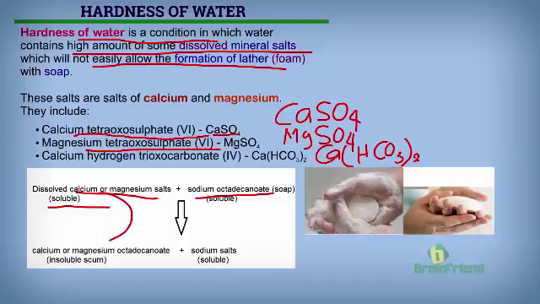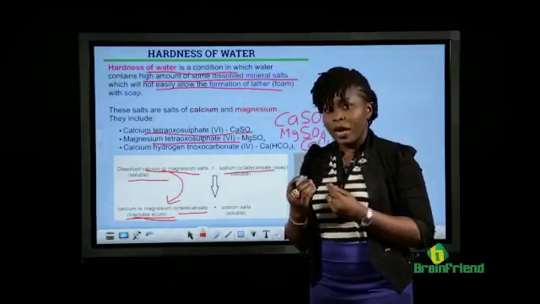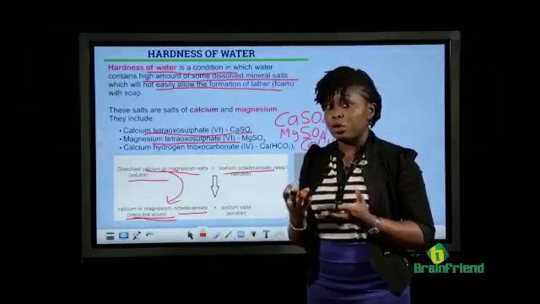The calcium combines or binds with the octadecanoate of the soap to produce what we call scum, which is insoluble. So we say insoluble scum. Now, this insoluble scum is those whitish particles you see on your clothes when water does not readily form lather with the soap you're using to wash.